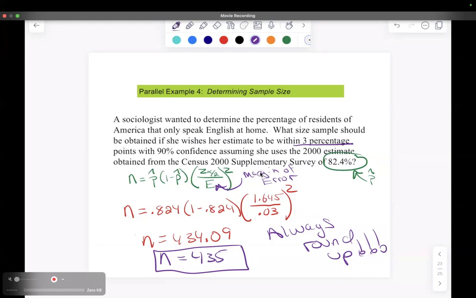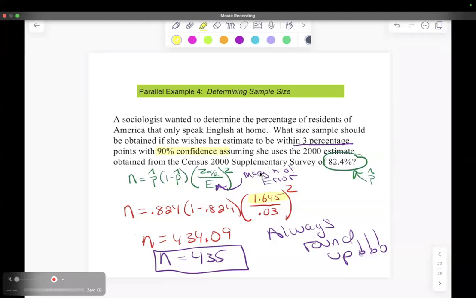I'm sorry, I have a question. Go for it. I feel like I missed something somewhere with the z sub alpha over 2. So this is the critical value. This right here is for the 90% confidence interval. So you just find that z-score. Okay, so that's just a z-score. That's just that critical z-score, gotcha. Thank you. Based on the 90%.